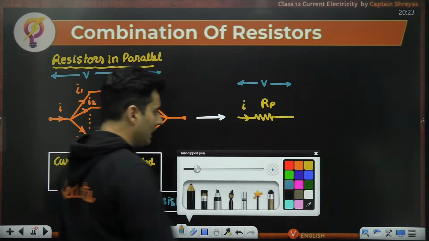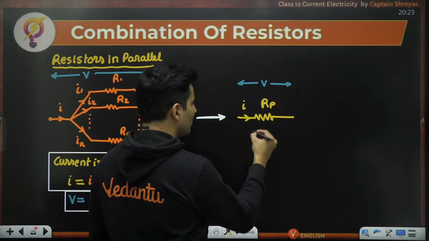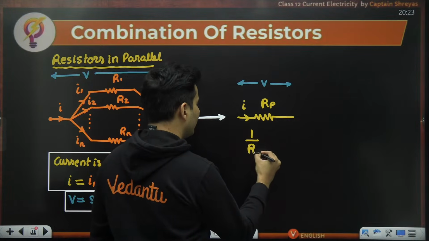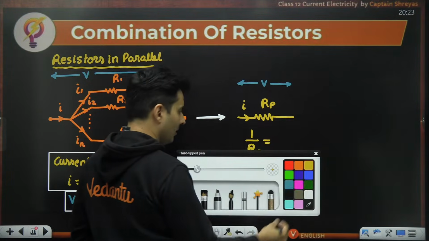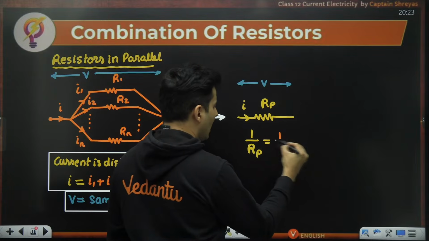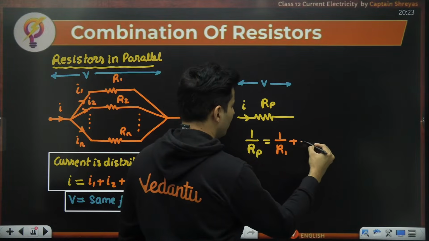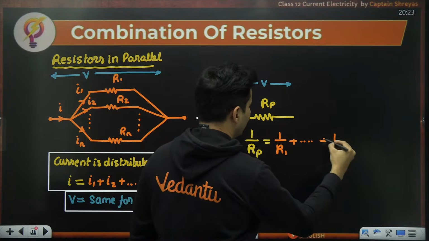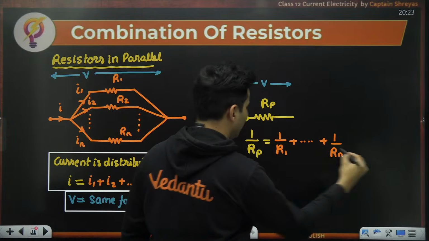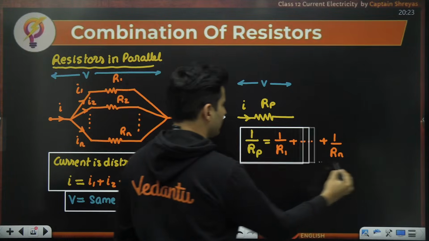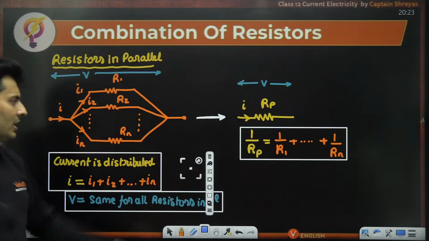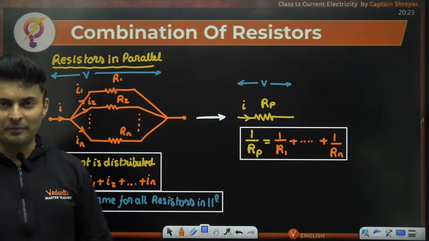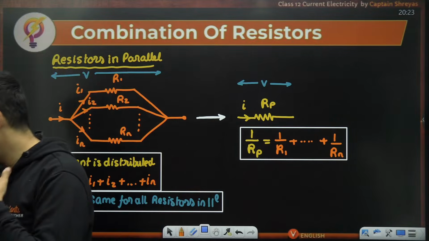What about the equivalent resistance? Well, you use the reciprocal formula. You add the reciprocals of the resistances, not the resistors themselves. So 1 by Rp will be 1 by R1 plus 1 by R2, like that till 1 by Rn. So you add the reciprocals in this case, right? So this is the formula for the same. Everyone till this point absolutely clear?